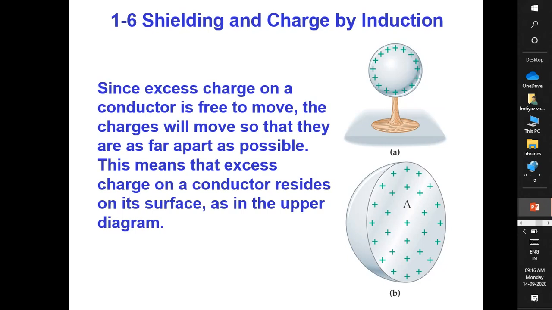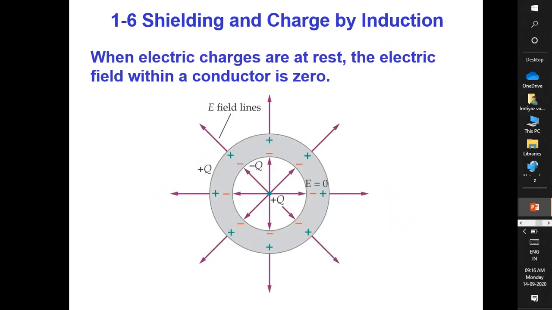Now see here, shielding and charge by induction. What is the phenomenon of shielding and charge by induction? Since the excess charge on a conductor is free to move, the charges will move so that they are as far apart as possible. This means that the excess charge on a conductor resides on the surface. The charge will be separated on the surface, as in the upper diagrams. This is our basic phenomenon.